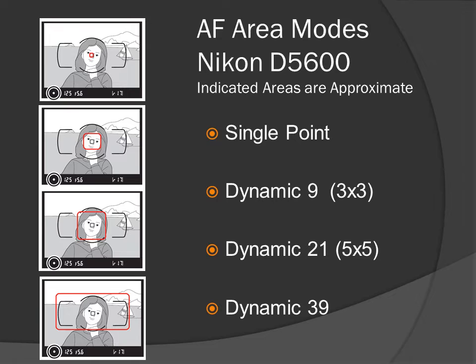You have to put the center point on the subject. The camera will not search in there for the subject. You have to start it on the subject, and the camera will try to follow it afterwards. Dynamic 21, just like Dynamic 9, just a bigger matrix. It's a 5x5 matrix. Dynamic 39, again, like D9 and D21, except it uses the entire focus area in the black outline.